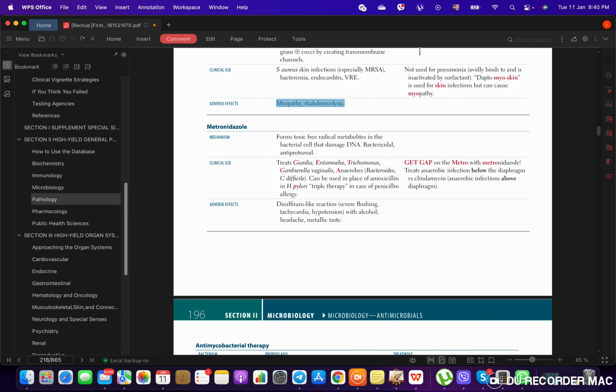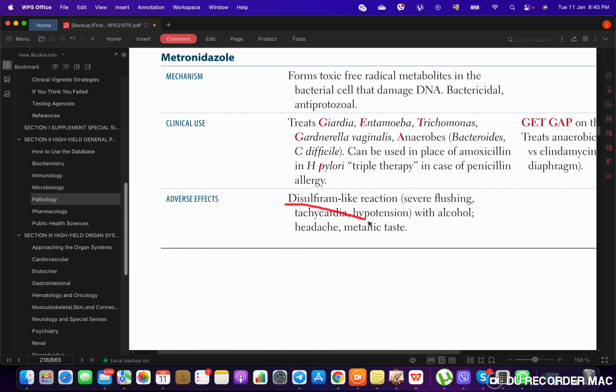What is a triple therapy? It's when you give 3 medications to treat H. pylori, which are amoxicillin, a macrolide like azithromycin, and the PPI. Absolutely. Good. So they write, it treats anaerobic infection below the diaphragm with metronidazole, above the diaphragm with clindamycin. The side effect is a disulfiram-like reaction, which leads to severe flushing, tachycardia, hypotension with alcohol. Basically the hangover symptoms. Also a metallic taste.